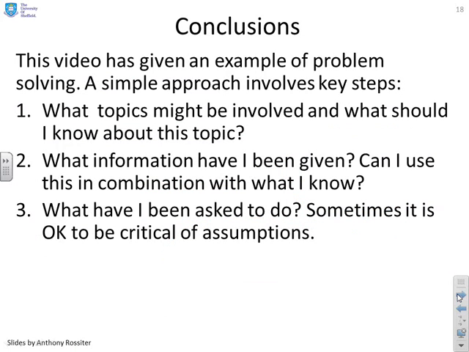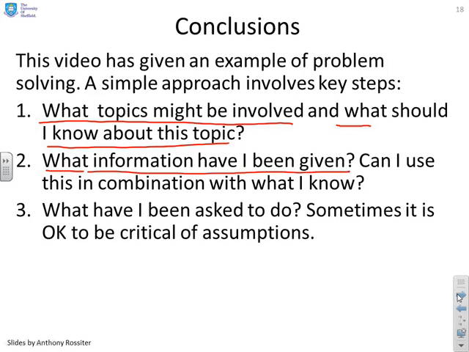So conclusions. The video has given an example of problem solving. A simple approach involves key steps. First, say what topics might be involved, and make sure you know what you know about this topic and write it down. You'll notice for this case we spent about 3 pages writing down everything we knew about the topic before we started. Then, what information have I been given, and can I use this in combination with what I know? And then finally, start looking at what have I actually been asked to do.